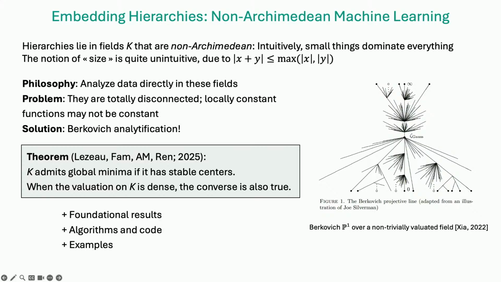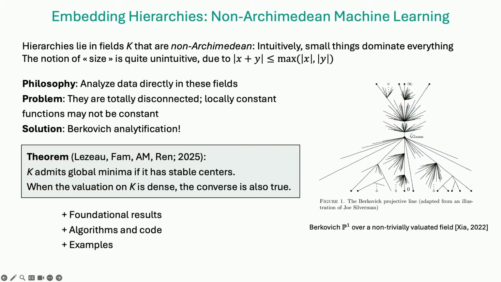You also have things like locally constant functions that may not actually be constant. So then how do you do optimization? The way people in analytic number theory have been working with the p-adic numbers is that they do this thing called Berkovich analytification. The idea is that over your totally disconnected field, for each point, they grow a ball. Then you have a sequence of overlapping balls, and now you have something that's path connected.